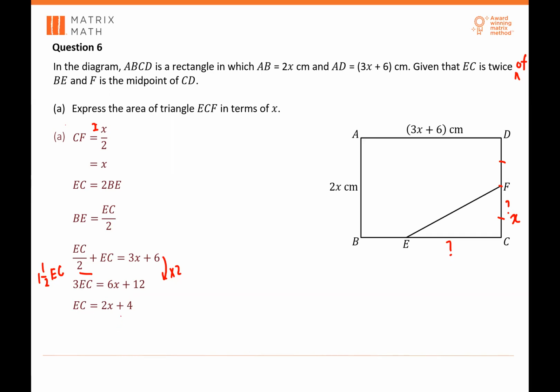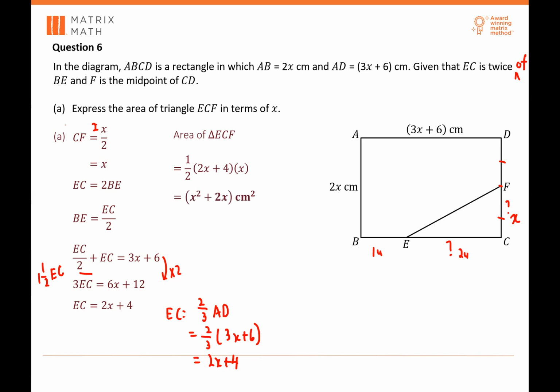The shorter method is because I know that this BE is 1 unit. This is 2 units, right? Which means that my EC is 2/3 of my AD. So I can also find 2 over 3 times my 3x plus 6. Then I get my answer 2x plus 4. I think this is faster. Once I have my EC and my CF, I can find the area of my triangle. So half times 2x plus 4 times x. I get x squared plus 2x cm squared.